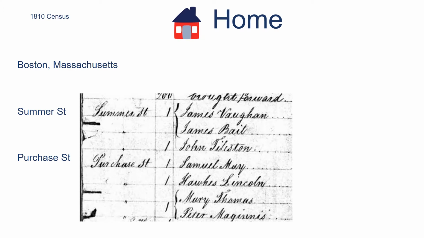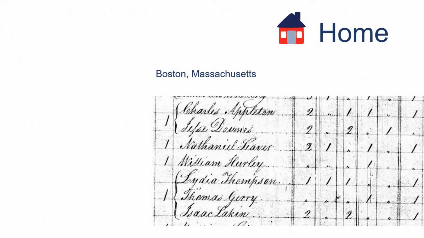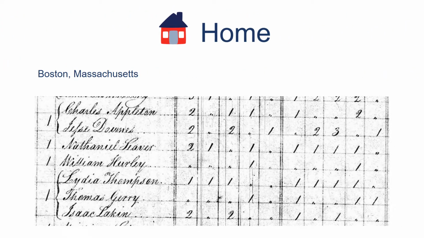Home. The census taker in Boston, Massachusetts wrote the street name. Below we see that some people lived on Summer Street and others lived on Purchase Street. Always look for interesting differences in the censuses.